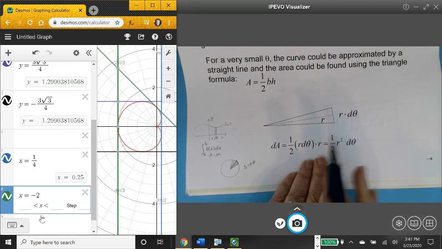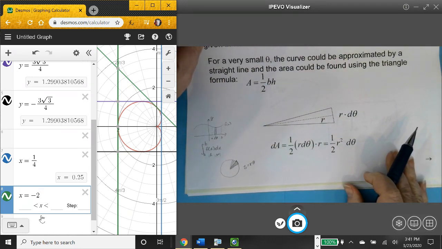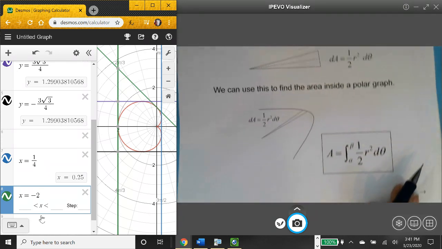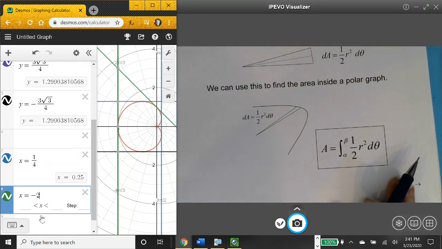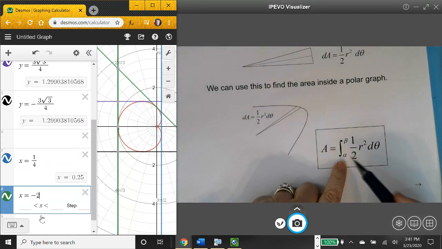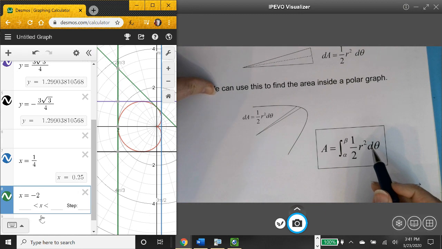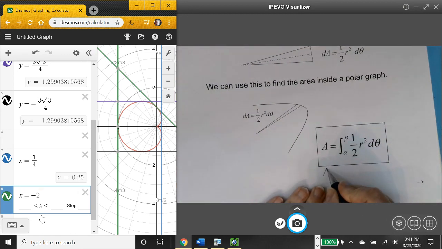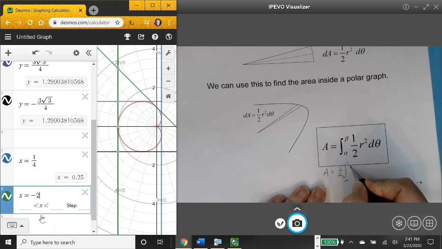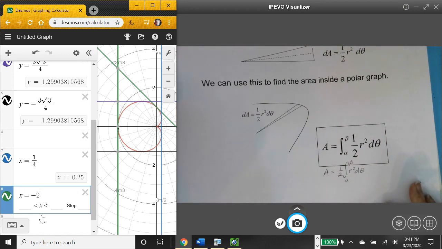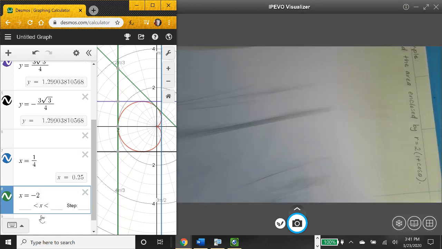But if I wanted to add them all up, all the triangular areas, what am I going to do? I'm going to integrate from alpha to beta. Alpha and beta are just fancy names for angles. 1/2 r squared d theta. Now, I like to also write this as 1/2 times the integral from alpha to beta, because 1/2 is a constant and we can pull that out in front. Okay? All right, so let's do an example.